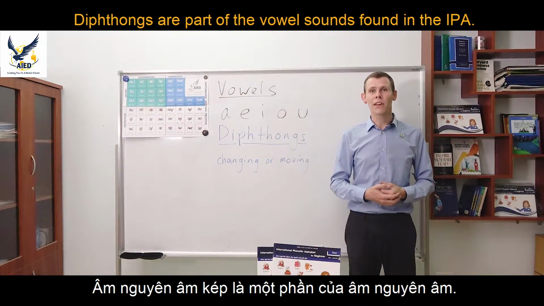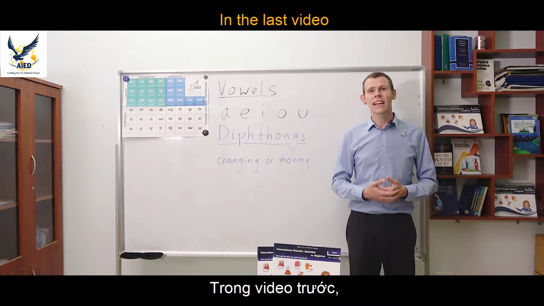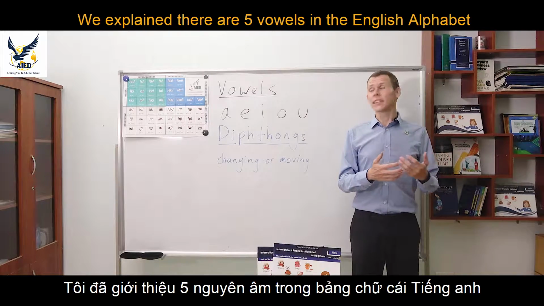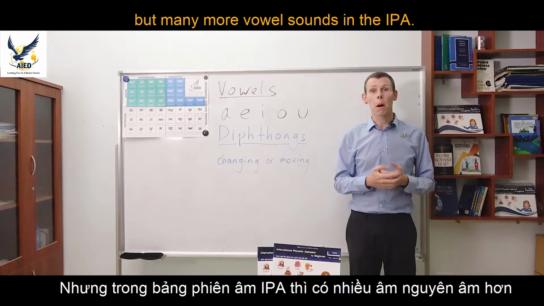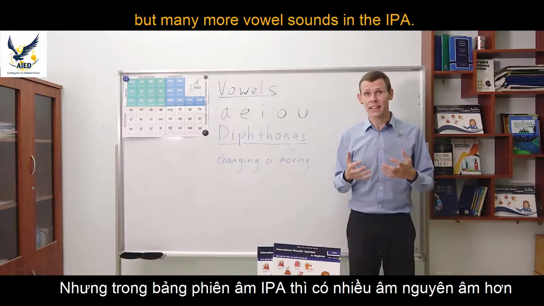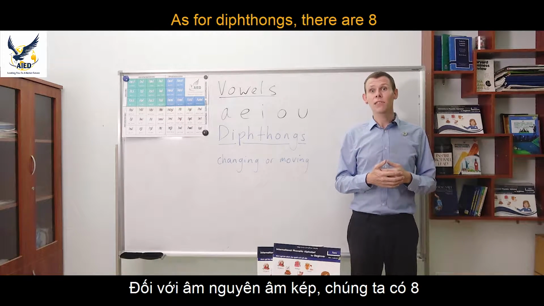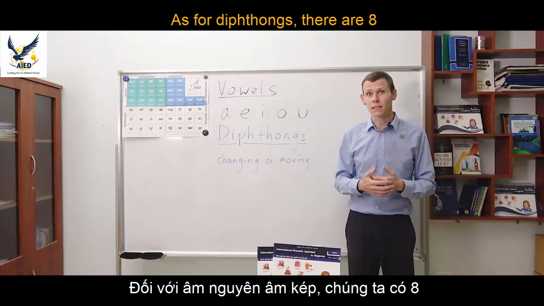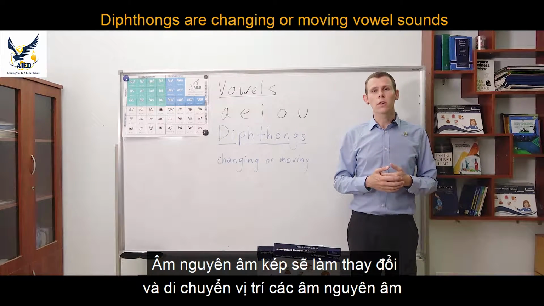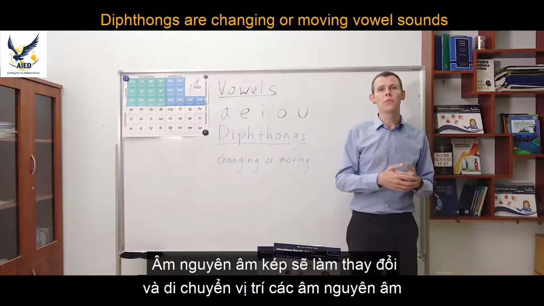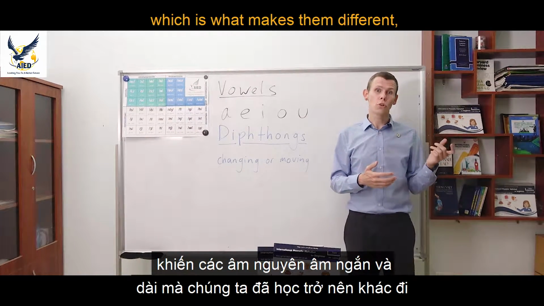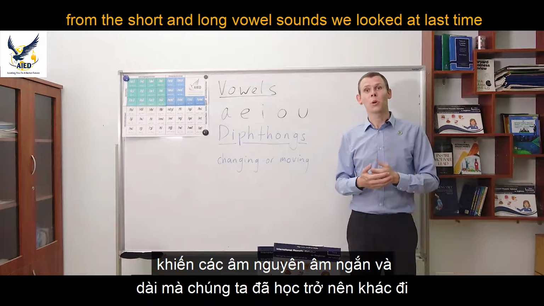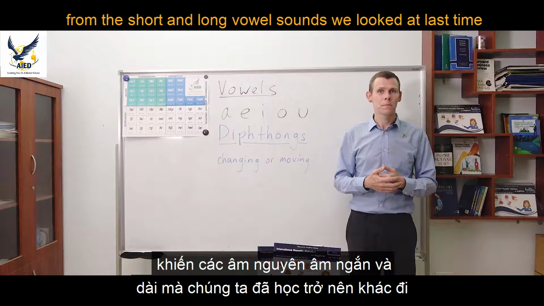Diphthongs are part of the vowel sounds found in the IPA. In the last video, we explained how there are 5 vowels in the English alphabet, but many more vowel sounds in the IPA. As for diphthongs, there are 8. Diphthongs are changing or moving vowel sounds, which is what makes them different from the short and long vowel sounds we looked at last time.